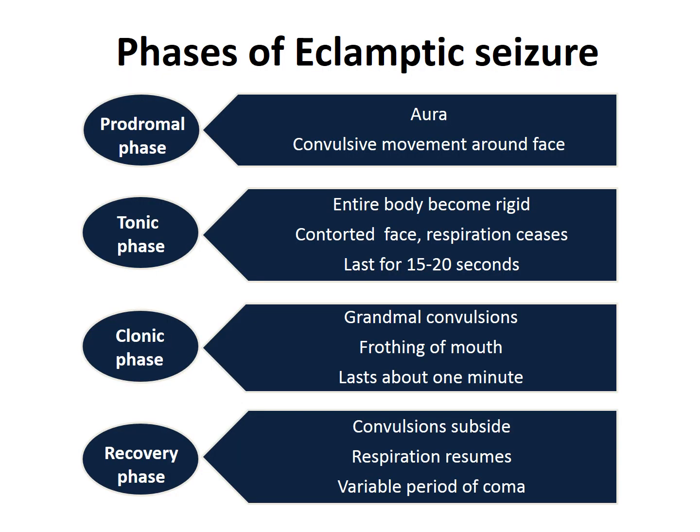Epileptic seizures can be described in phases: prodromal phase, tonic phase, clonic phase, and recovery phase. To begin with is the prodromal phase, where the patient experiences some aura like headache, vomiting or flashes of light, followed by convulsive movement around the face. After that she goes to the tonic phase, when the entire body becomes rigid, the face becomes contorted, and respiration ceases. This may last for 15 to 20 seconds.